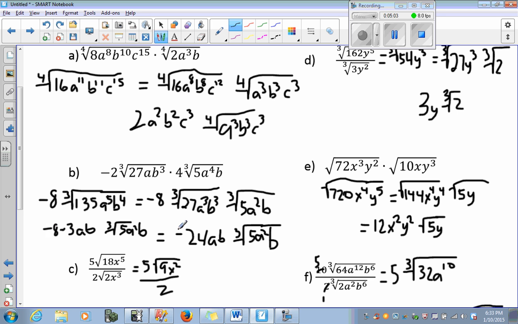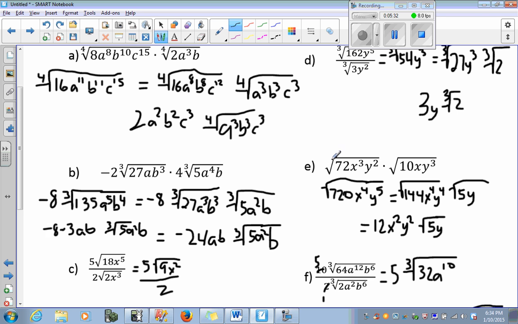My final answer: negative 24ab times the cube root of 5a squared b. Hopefully this is becoming more straightforward to you as we do more of these examples. Let's move over to E. I have the square root of 72x cubed y squared times the square root of 10xy cubed.